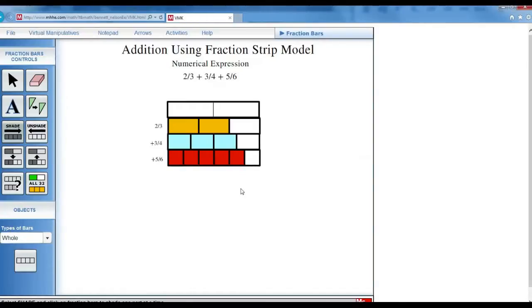Now, my whole number is still one length. Okay, but if you notice, my thirds and my fourths and my sixths, they're all different lengths. So I cannot add them equally. So what I'm going to do is try to find a number that I can break my sections into, and all sections will be equal.